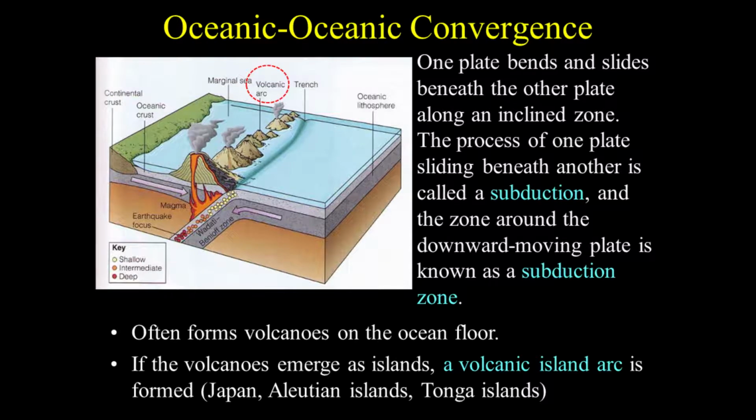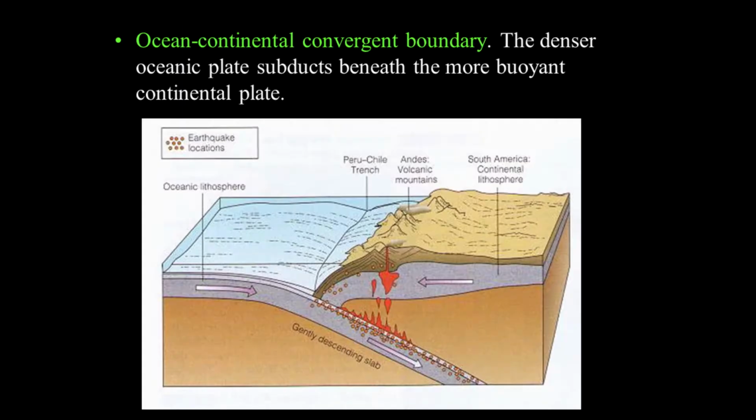Oceanic-Oceanic convergent boundaries often form volcanoes on the ocean floor. If the volcanoes emerge as islands, a volcanic island arc is formed, such as in Japan, the Aleutian Islands, and the Tonga Islands. As you can see in this picture, when you have an Oceanic-Continental convergent boundary, the denser oceanic plate subducts beneath, while the continental plate is more buoyant.